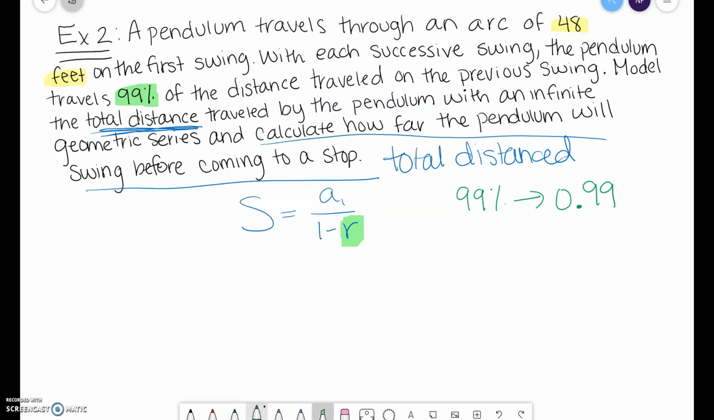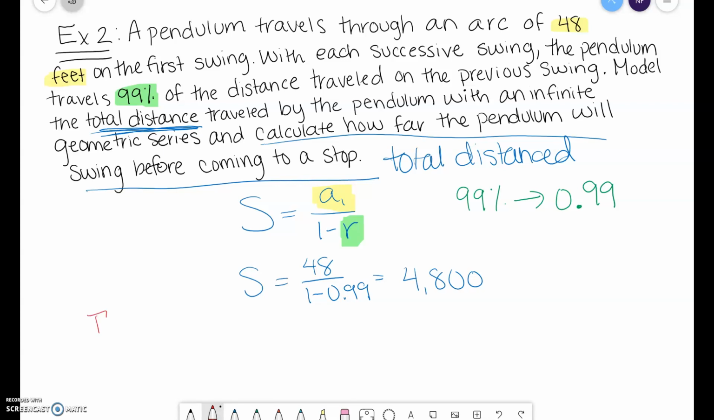And then we have our A1, which is the 48 feet. So plug it in: 48 divided by 1 minus 0.99. So then put that into your calculator and you're going to get 4,800.